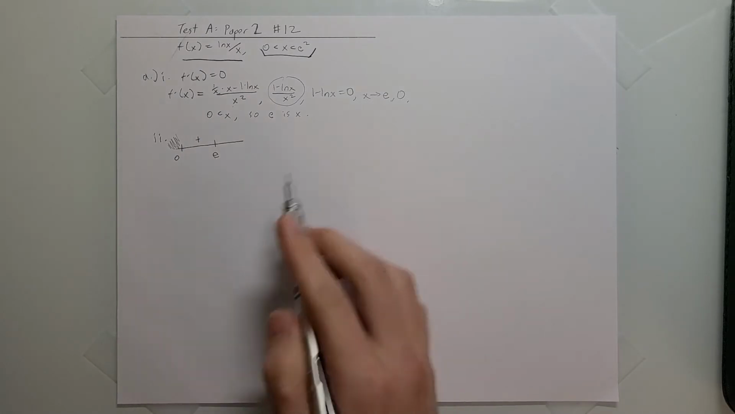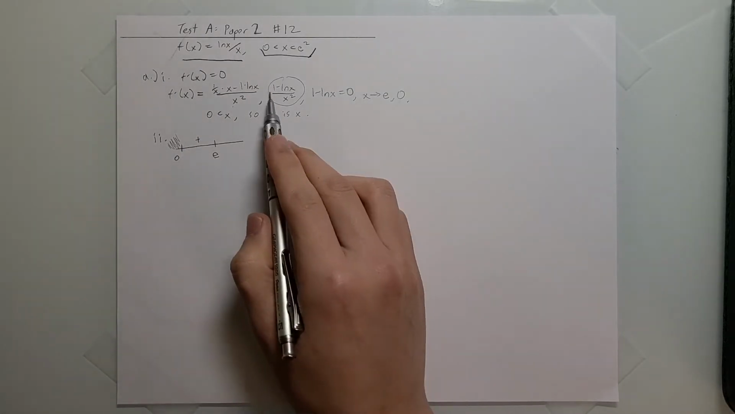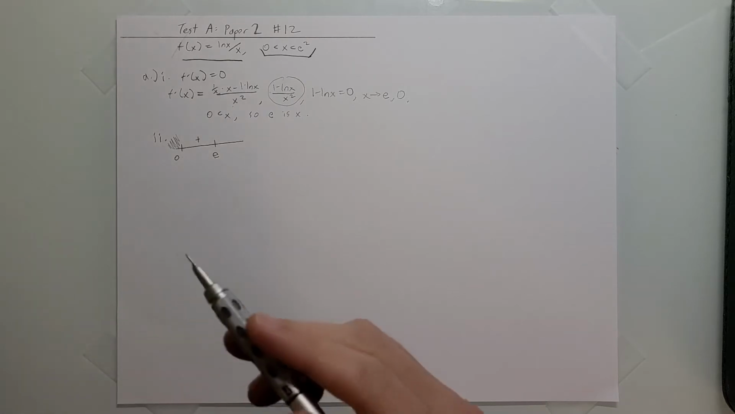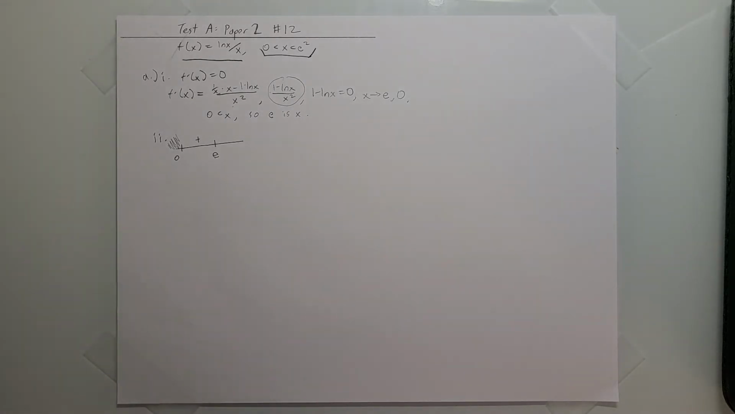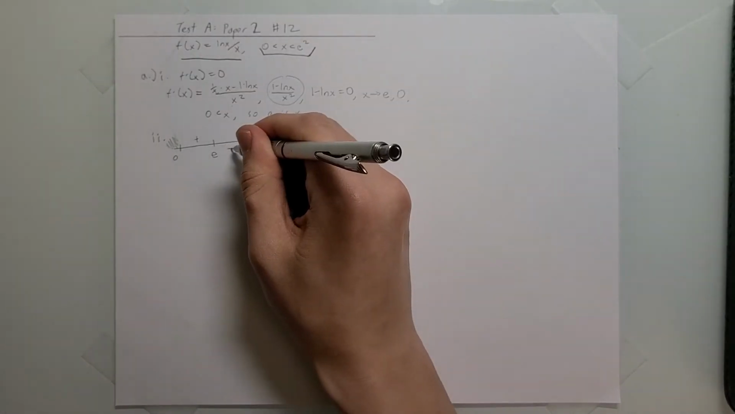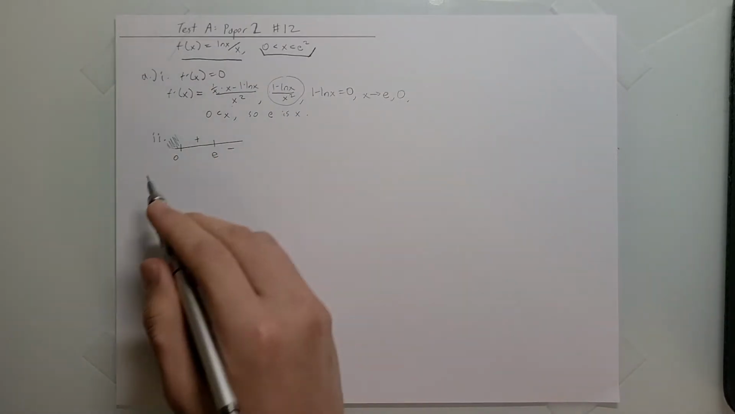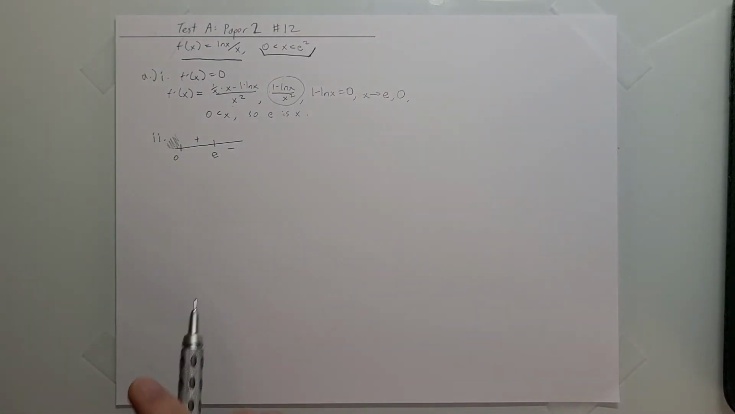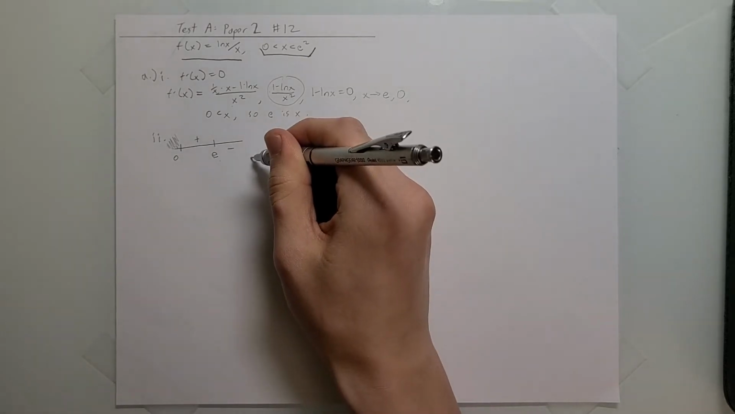Anything greater than e, let's say e squared, that's going to be 1 minus ln of e squared, which is 1 minus 2, or just negative 1. So negative 1 over e squared, that's going to be negative. So we see that it goes from increasing to decreasing at e. So we know our answer.